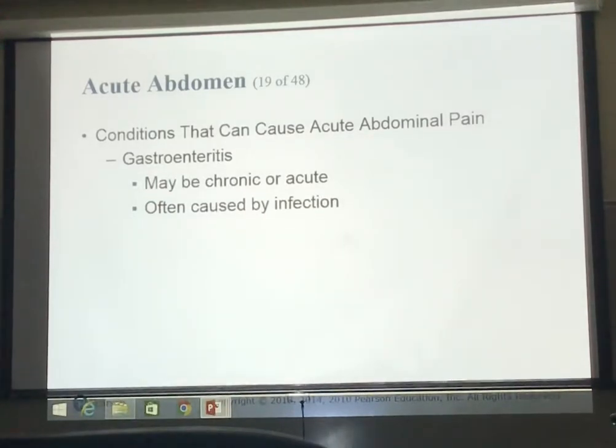Gastroenteritis is inflammation of the stomach and small intestines. It is commonly associated with the presence of abdominal pelvic pain. This condition can be chronic or acute. You will see this a lot also in alcoholics. Okay.